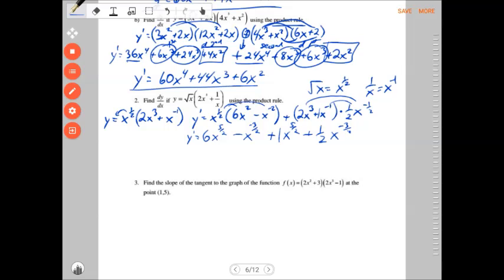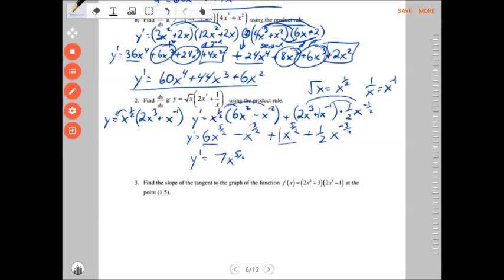Okay, so once we have that, now look guys, this is kind of interesting. There's 6x to the 5/2 and 1x to the 5/2, so our derivative here is 7x to the 5/2. Those are like terms, they have the same exponent.